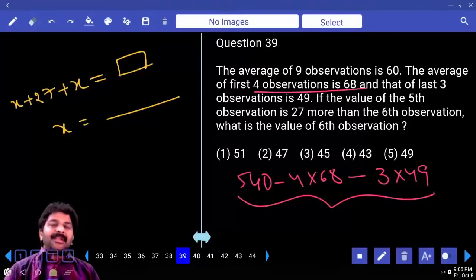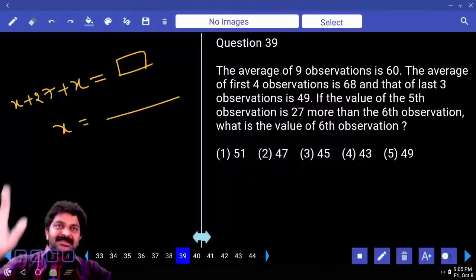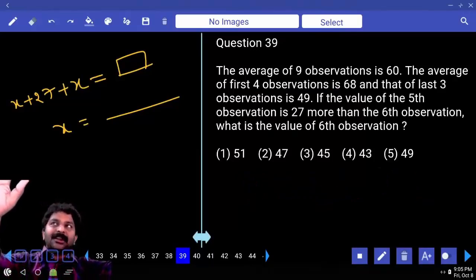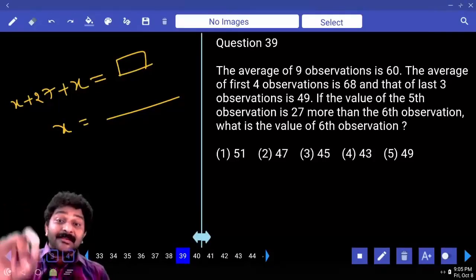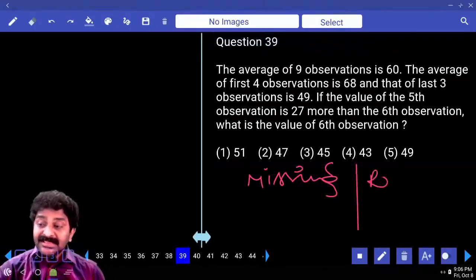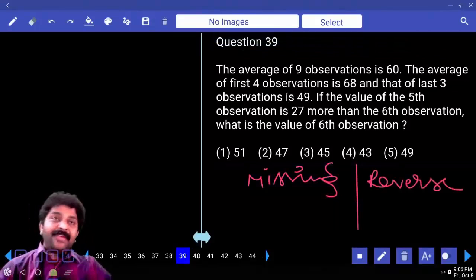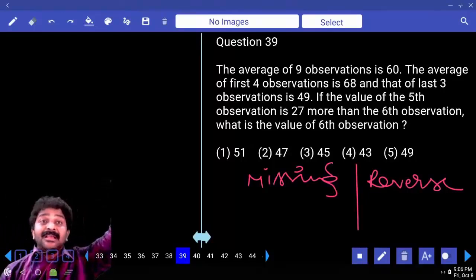So now when it comes to the equality concept, out of 9 numbers, the first 4 numbers and last 3 numbers are mentioned, so 2 numbers are missing or repeating? Missing or repeating? If it is a number missing case, is it direct effect or reverse effect? It is reverse effect. If the average is less, we will add. If the average is more, we will subtract.